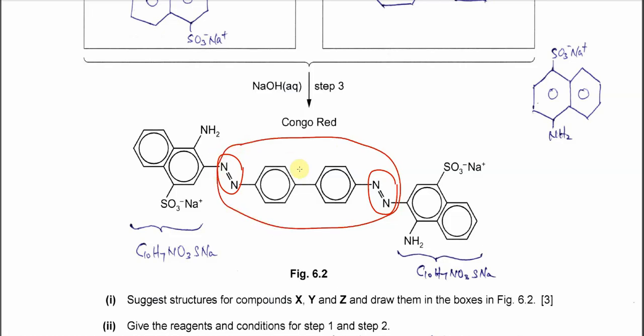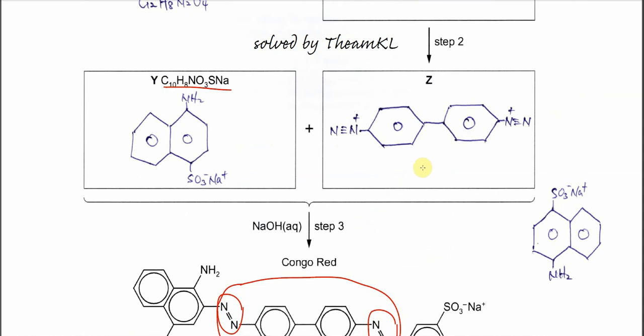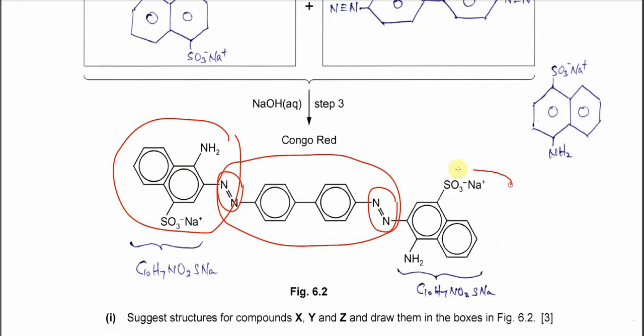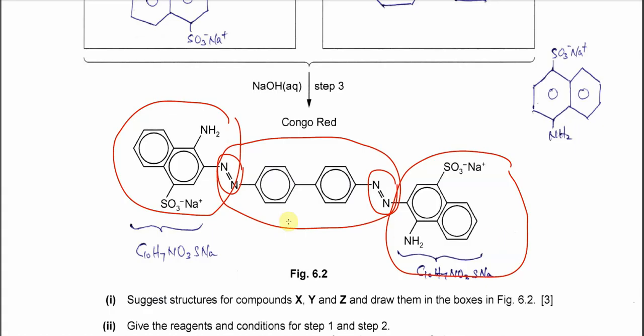So this dye is actually formed from the benzene diazonium ion, something like this. It has 2 benzene diazonium ions, right? And these are the 2 groups that react with the benzene diazonium ion. So this is how you analyze and get the correct structure.